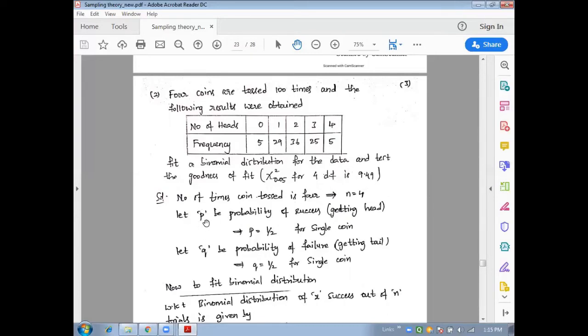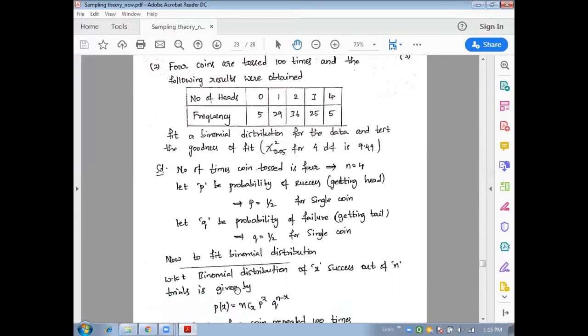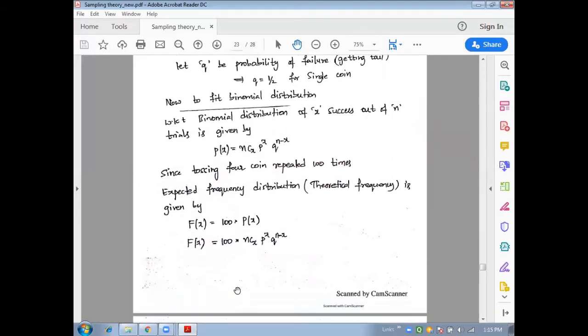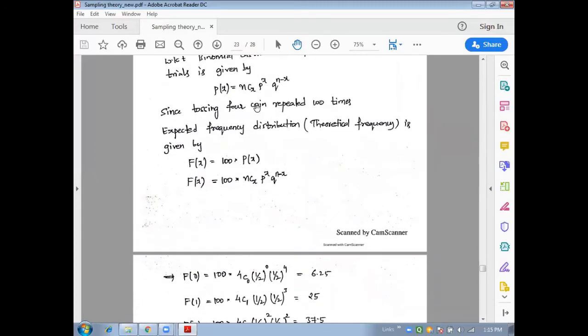The solution: the number of times the coin is tossed is 4, so n is equal to 4. And what is p? The probability of success for a single coin is p equal to half, and q is equal to half. So we have to fit a binomial distribution. The binomial distribution expression is P of x equals nCx, p to the power x, q to the power n minus x. Since we are tossing 4 coins repeatedly for 100 times, we have to take the expected frequency, that is f of x, which is given by 100 into P of x. Substitute the P of x here: 100 into nCx, p to the power x, q to the power n minus x.